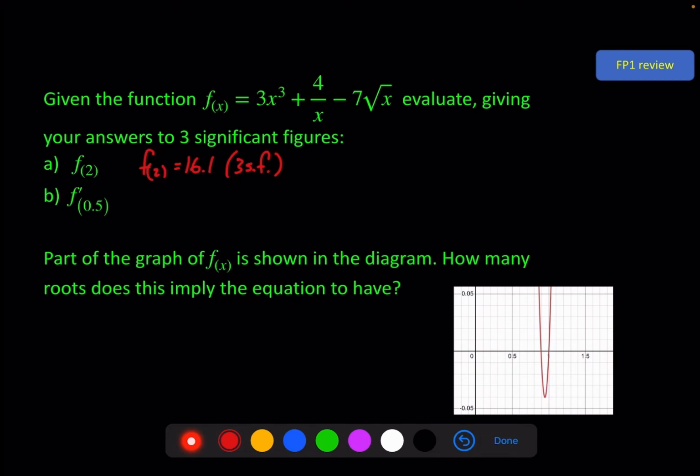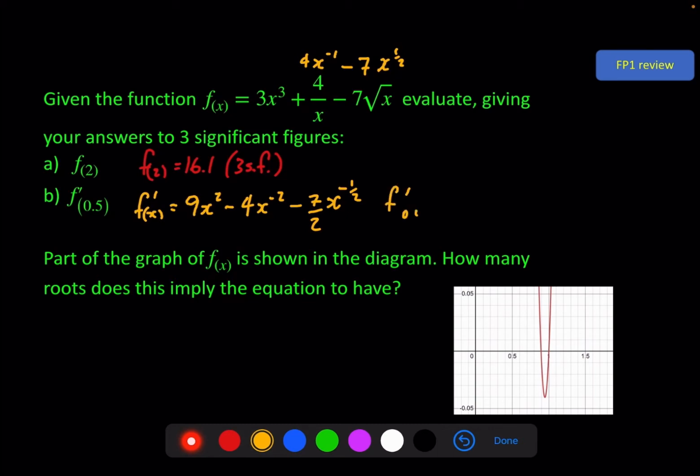For part B, we need to differentiate this. That gives us 9x squared. 4 over x, remember, is written as 4x to the minus 1 in index form. That's minus 4x to the minus 2. And root x is x to the power half in index form. So that becomes minus 7 over 2 x to the minus half. And if you evaluate that expression at 0.5, put 0.5 in for all of the x's there on your calculator, you should find that that is minus 18.7 to 3 significant figures.